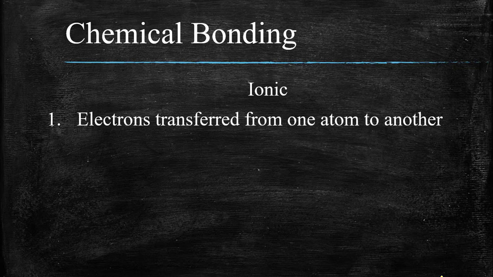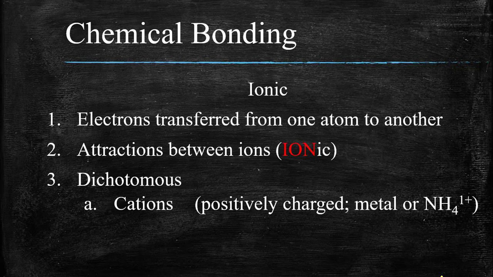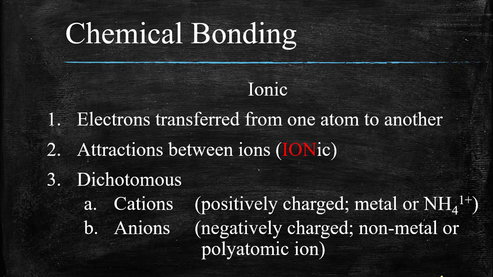In ionic bonding, electrons are transferred from one atom to another. That gives each of the ions an electrical charge, so the bonding is the attraction between the ions, hence the term ionic. It is dichotomous. You have to have a cation, which are positively charged and is either a metal or ammonium, and you need to have anions, which are negatively charged and a nonmetal or a polyatomic ion.